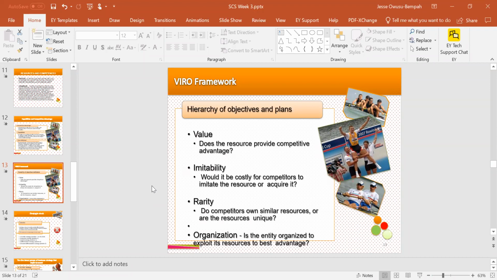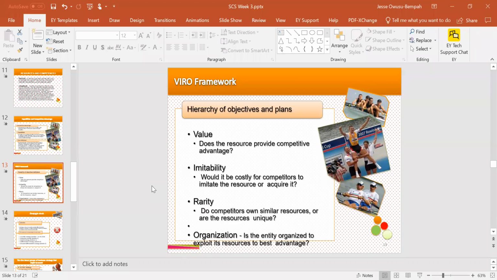So if you look on the side, you see they are carrying a man and he's raising his hand. The VIRO framework is simply an acronym for value, imitability, rarity, and organization. These are what you use to ascertain competitive advantage in relation to resources.